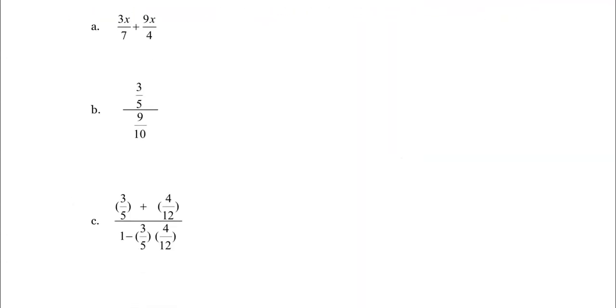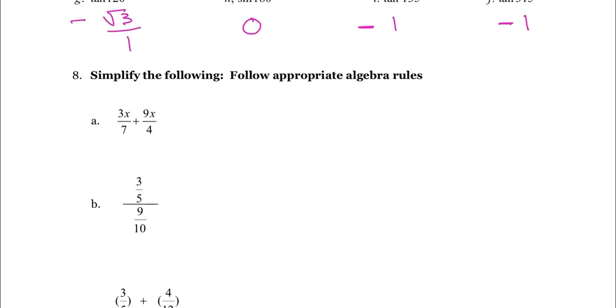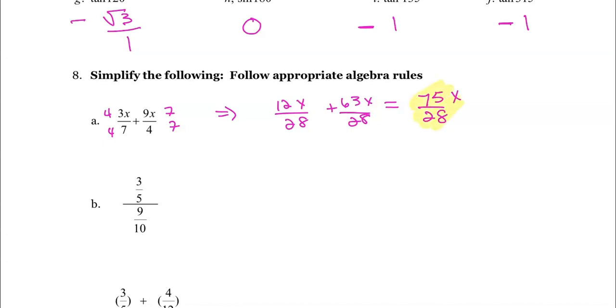Okay, then you had some very quick algebra to do. So you've got to know that you can't add these together unless they have the same exact denominator. So that's our first job. So that's going to be 12x over 28 plus 63x over 28. And you can combine those together and get 75x over 28. Done. So you want to know how to do this algebra.